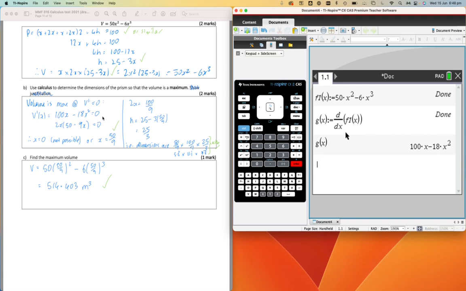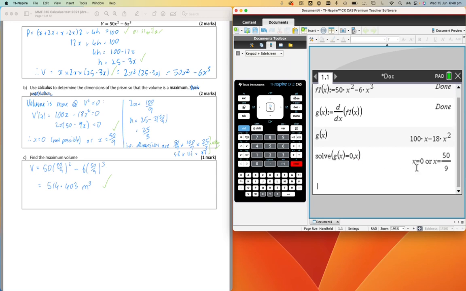And you can see here in the instructions, I've now set it equal to 0, and then I've solved it. So I can literally go to my calculator here and go solve g of x is equal to 0. Oops, what did I forget? The comma x, didn't I? And that gets x equals 0 or x equals 50 over 9. So you can see here I've got x equals 0, which is not possible because one of the dimensions would have been 0. So therefore x equals 50 over 9. So it's really important that you do actually rule out the ones that are not possible, like if x is negative or something like that.